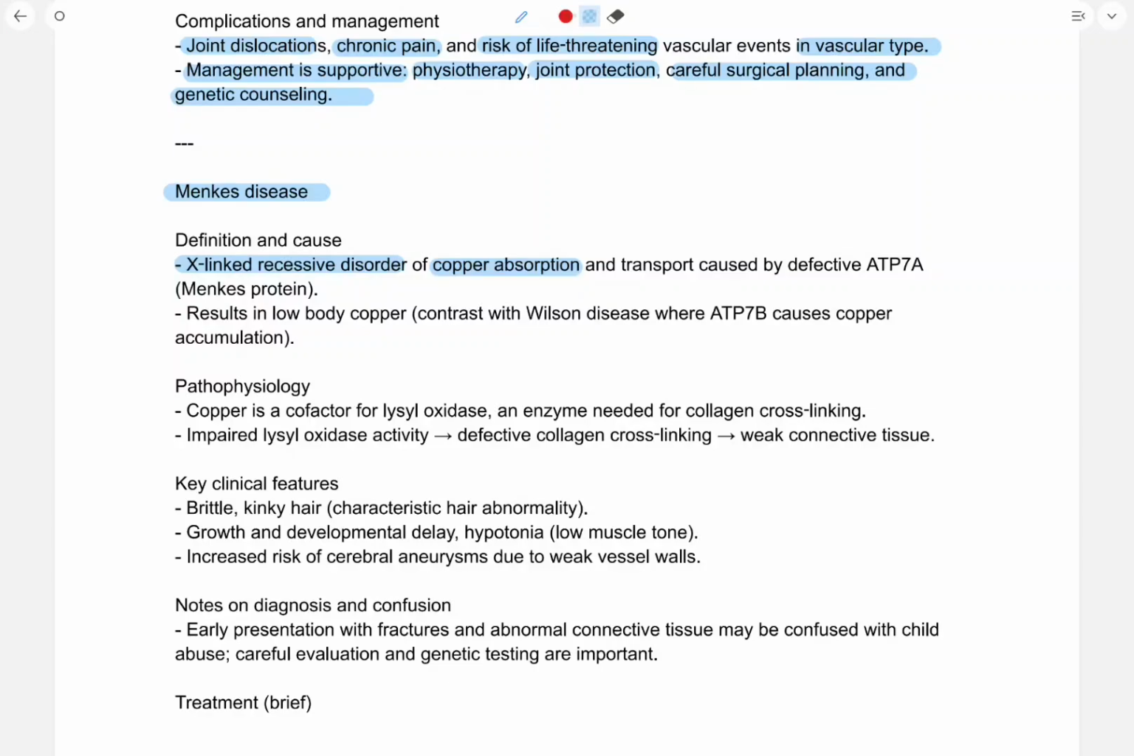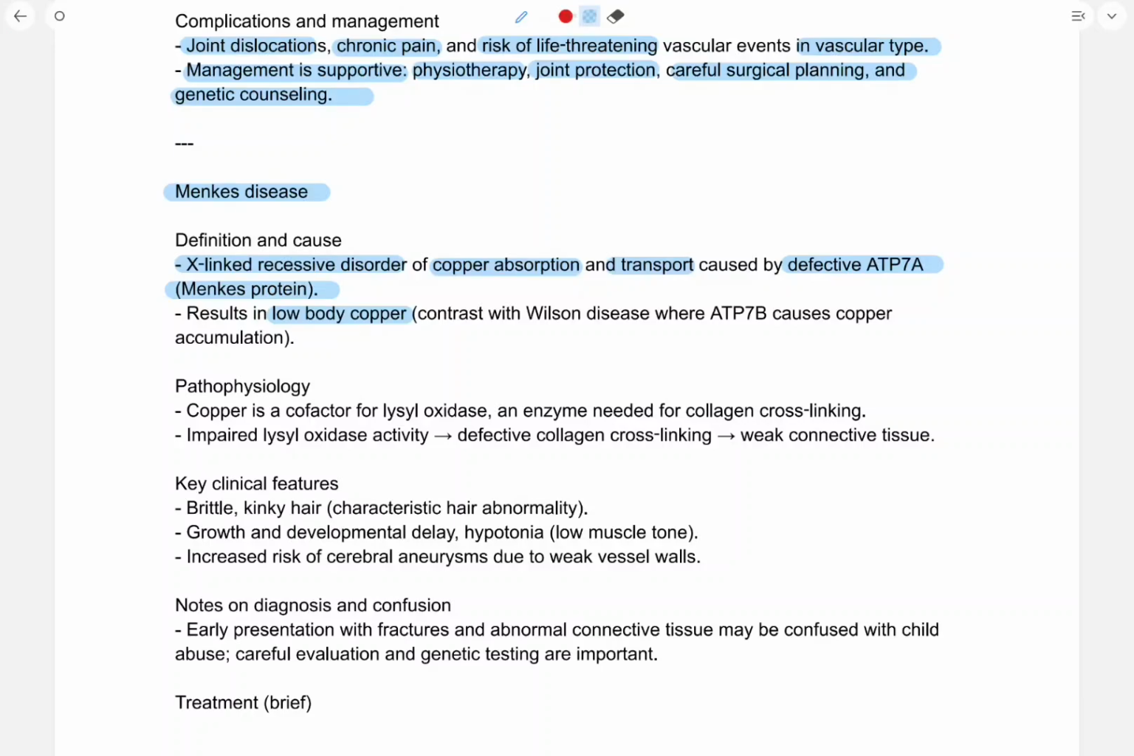There is also no proper transport of copper in Menkes disease. It is caused by a defective ATP7A gene, also called the Menkes protein. So Menkes disease is an X-linked recessive disorder of copper absorption and transport, and its main cause is defective ATP7A, the Menkes protein. Because copper absorption does not take place, it results in low body copper.